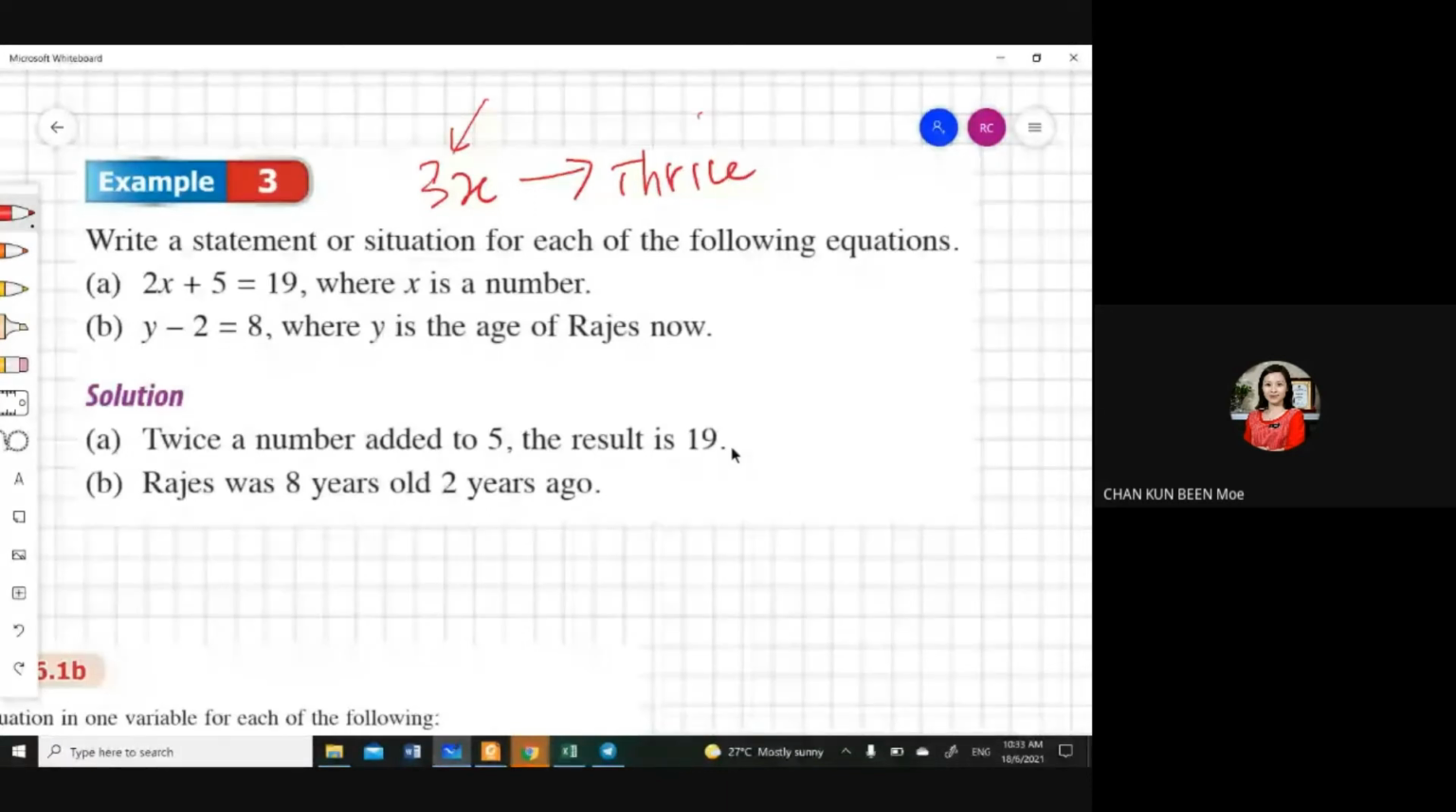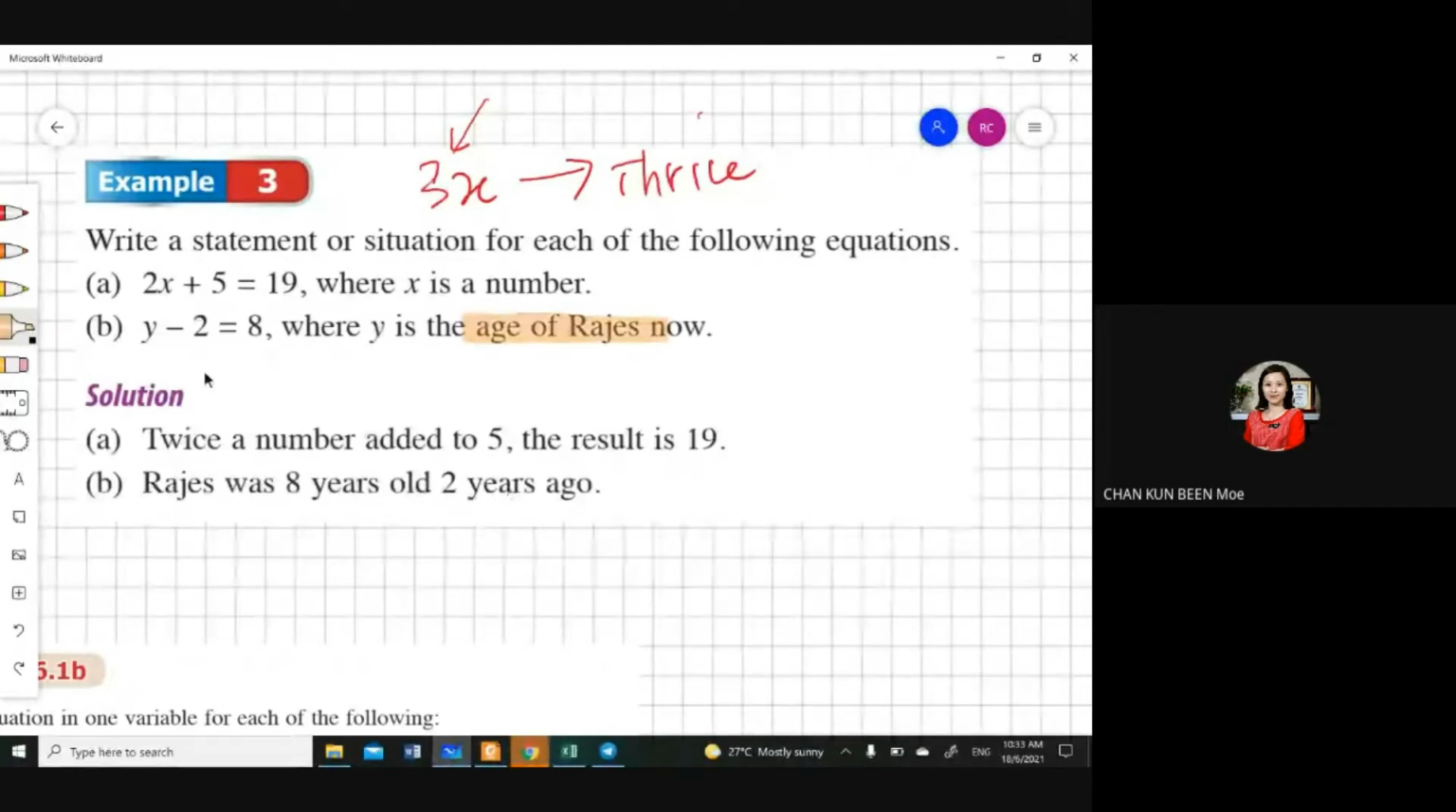Okay, now we look at B. Y minus 2 equal to 8, where Y is the age of Rajesh now. Usually they will give you the information for the unknown over here, the variable. So they tell you Y is the age of Rajesh. Okay, so you are going to make use of the age of Rajesh over here. So the solution will be Rajesh was 8 years old 2 years ago.